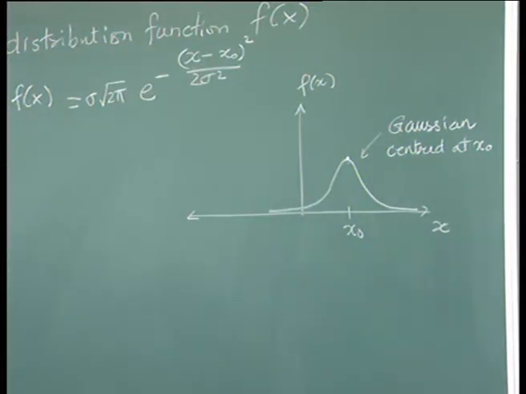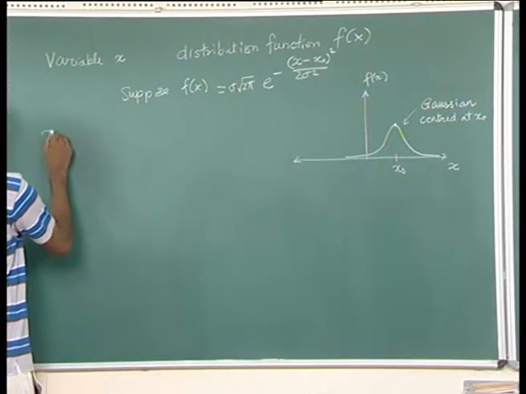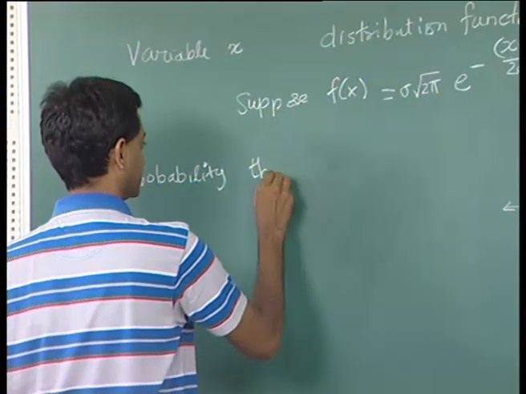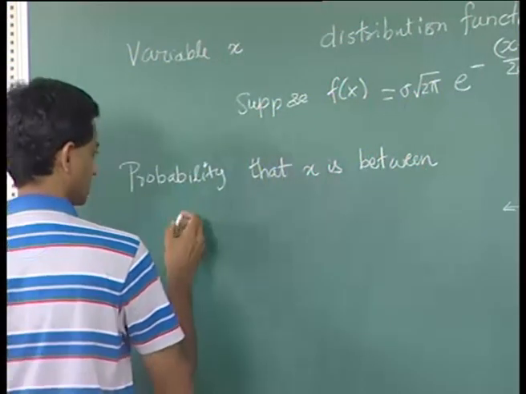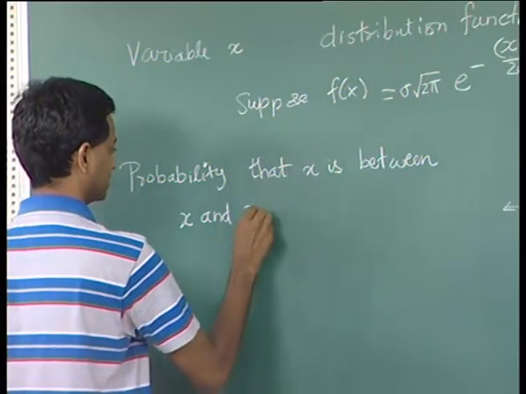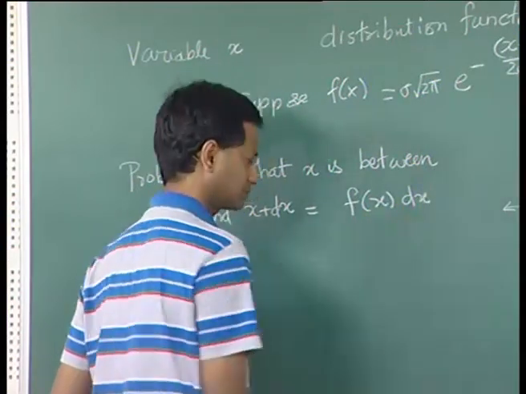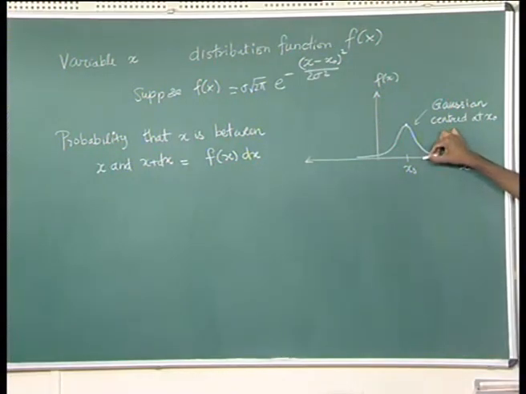So, then what do we mean by this distribution function? What we mean is the following. The probability that x is between x and x plus dx is equal to f of x dx. So, the probability of finding x in an interval is f of x times dx. So, f of x is the probability density or the probability distribution function.